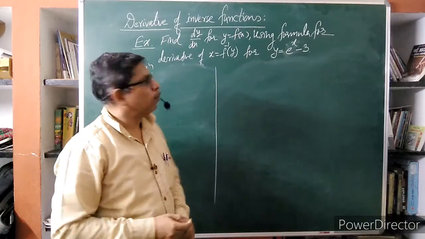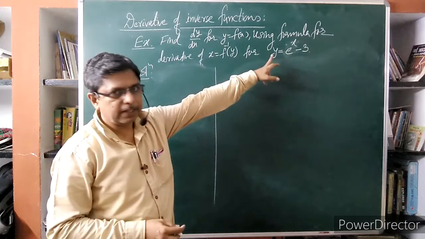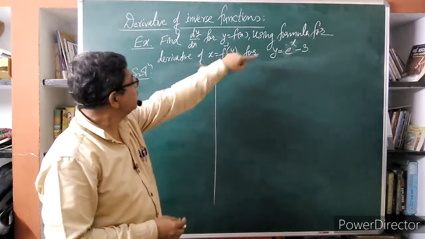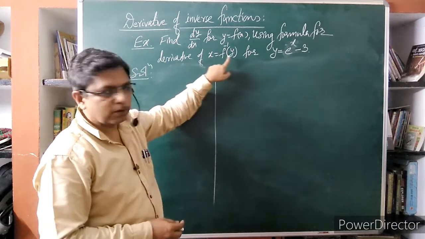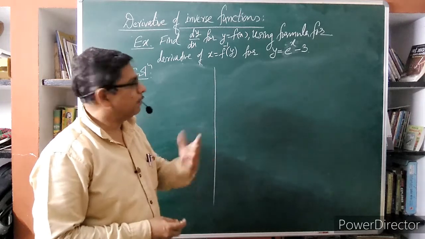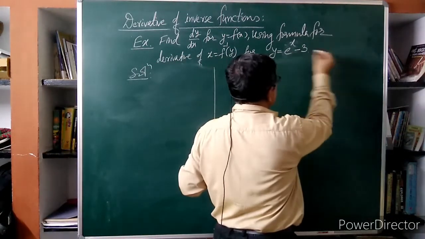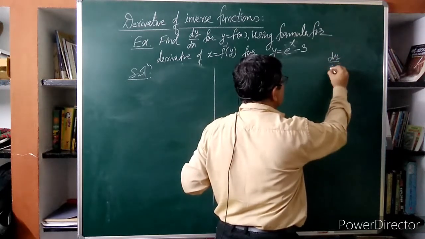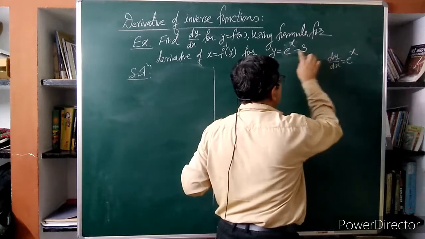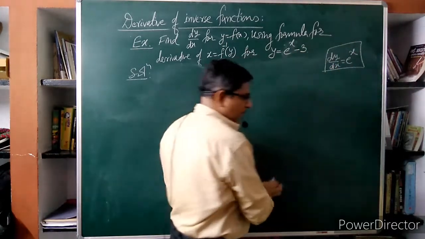Now we will go for one more example. Find dy by dx for y is equal to f of x. Here y is equal to e raised to x minus 3, we have taken, using the formula for derivative of x is equal to f inverse of y. That is, we have to use the formula for derivative of inverse function. So just I will write the answer first. We know that dy by dx is equal to derivative of e raised to x is e raised to x, and derivative of minus 3 is 0. So this should be the final answer, final step.